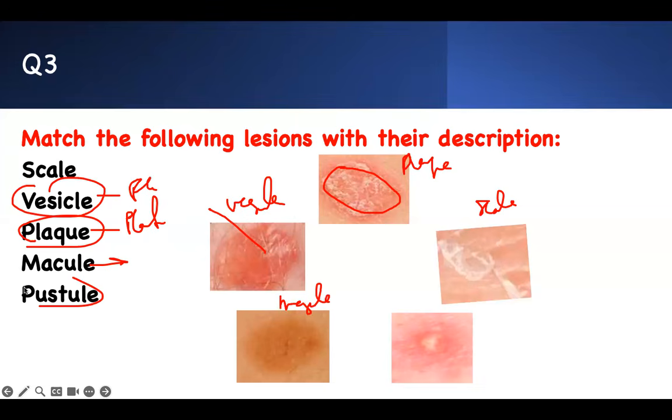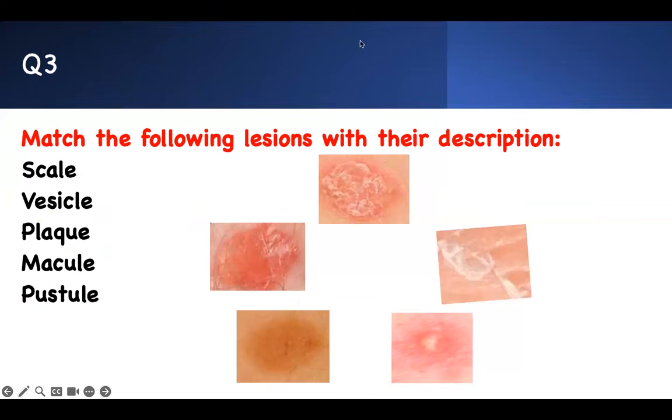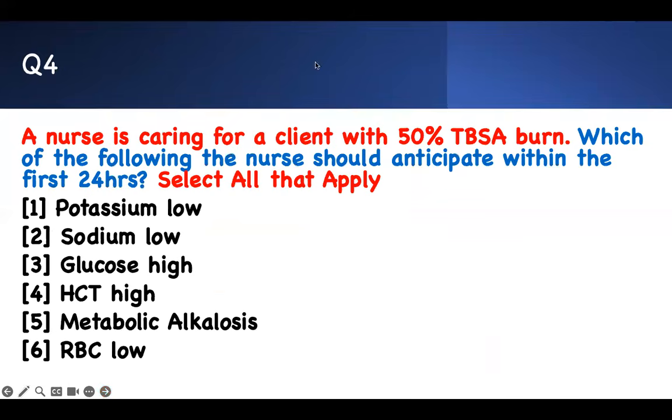And the pustule keyword is pus. Which of these looks like there's pus in it? Yeah, this one. So this is pustule. So you have to be able to identify these pictures, okay? Let's keep on going. Next question.